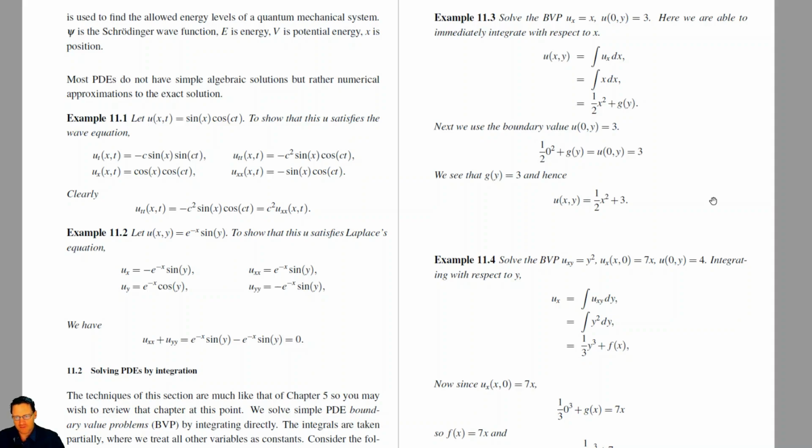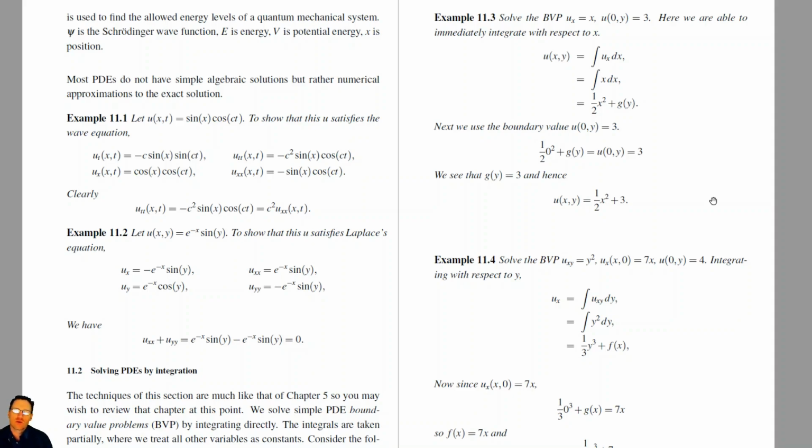Okay, example 11.4. Solve the boundary value problem. U subscript xy is y squared, where we have the boundary values u subscript x of x, 0 is 7x, and u of 0, y is equal to 4.